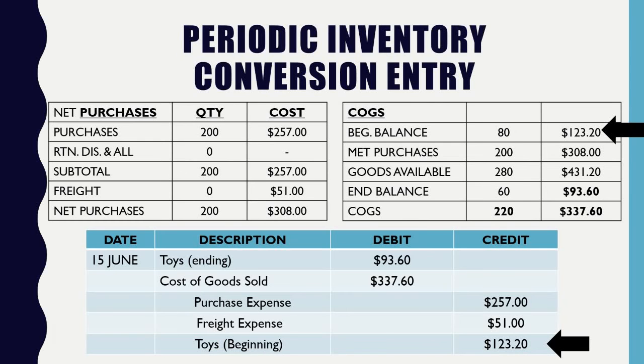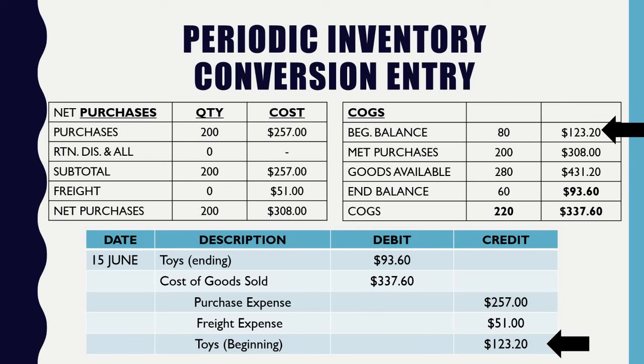Okay, so as I've mentioned before, when you have completed the inventory worksheet, you are obligated to complete a conversion entry at the end of the given accounting period. Once again, this is an adjustment entry. Okay, so we already have our tables plugged in, so now we need to plug in what our journal is going to look like. This time, we're going to have our ending balance of $93.60. We're going to have our cost of goods sold of $337.60. And this is where it gets a little tricky.